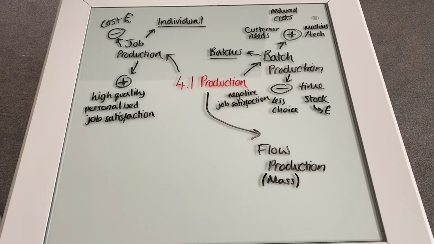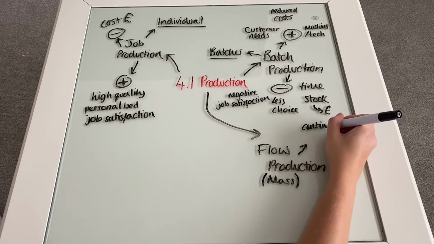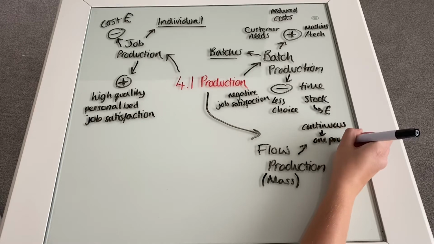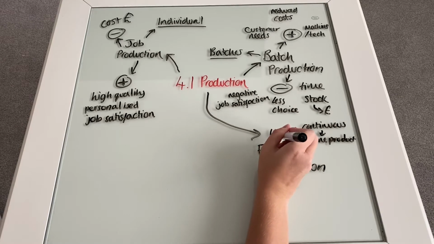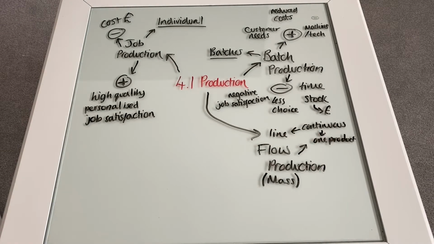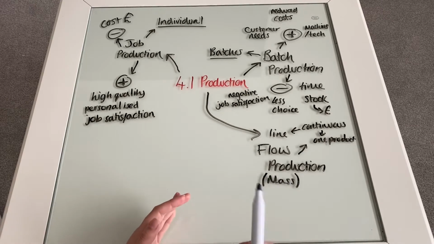It's basically having an assembly line and making the same product over and over again. So I'm going to go continuous, one product, and if I put line, an easy example of this is biscuits. If you've got a big company like McVitie's, they will have a production line for digestives, and that production line will make purely digestives for eternity, and then one production line for hobnobs, and it will make hobnobs over and over again.